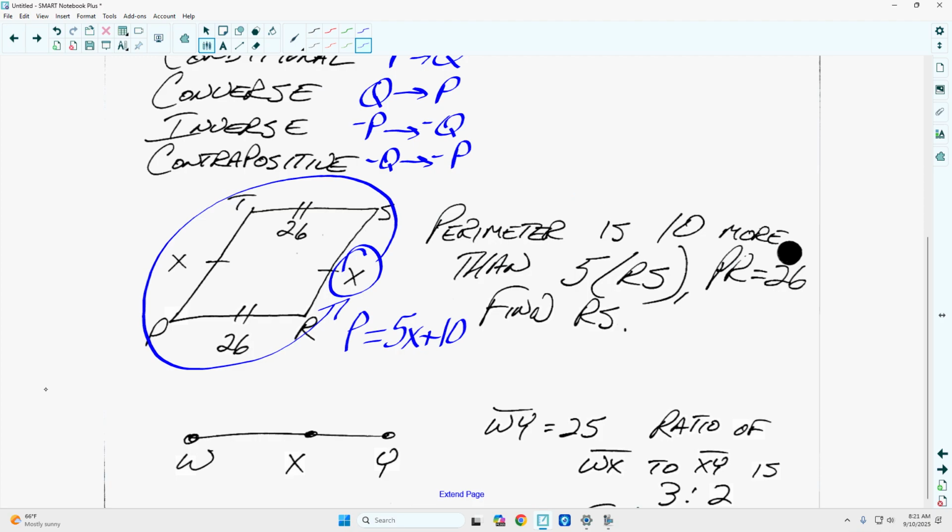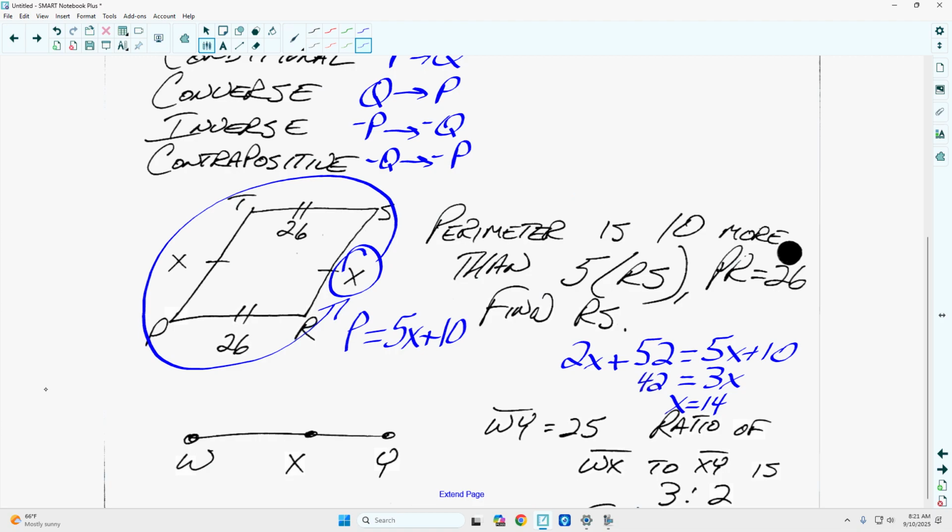Okay, so x plus x is 2x. 26 plus 26 is 52. And then that equals the perimeter. Well, the perimeter is 10 more than 5 RS. So that's 5x plus 10. Subtract the 2x over here, get 3x. Subtract the 10 there, get 42. Divide and get 14.